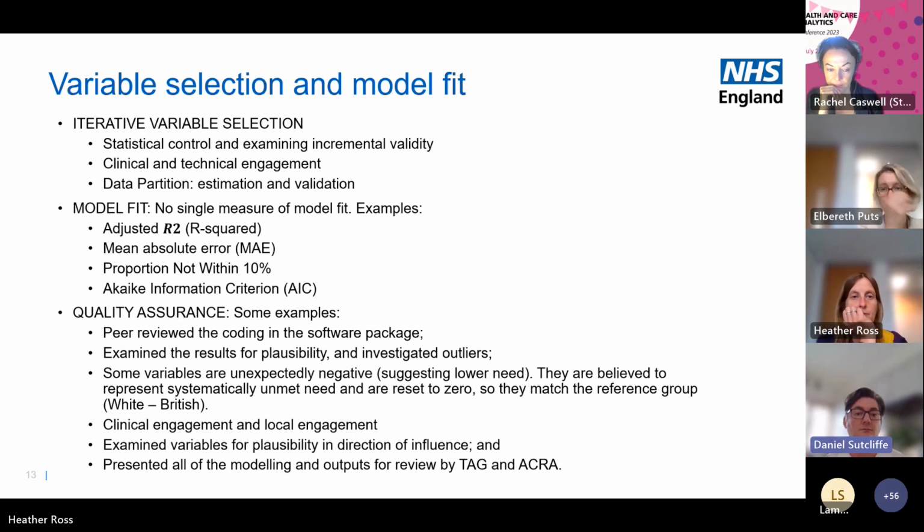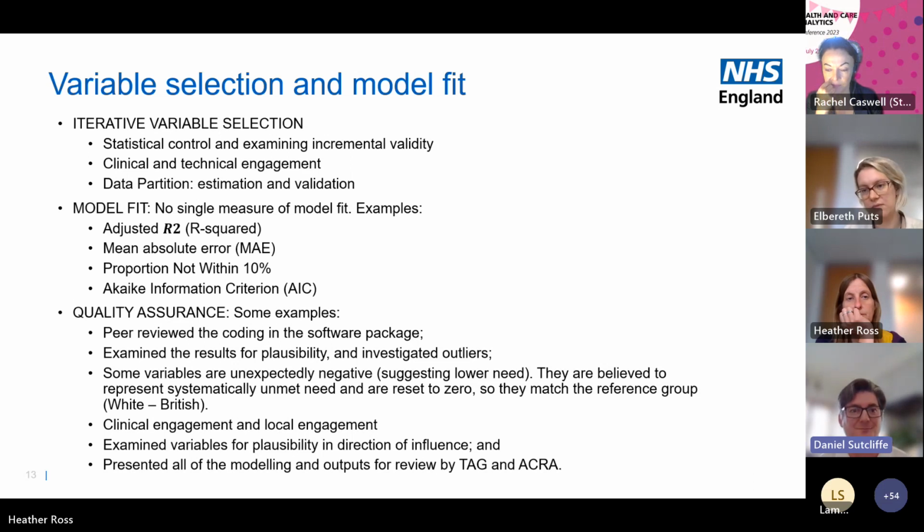There is no one measure of model fit. So on the screen there are just a handful of the measures that we might use to assess model fit. There are others. So, for example, for nested models, we might look at the change in deviance. And I guess the main message there is that we wouldn't just use one measure. Sometimes these measures can actually be in conflict with each other.